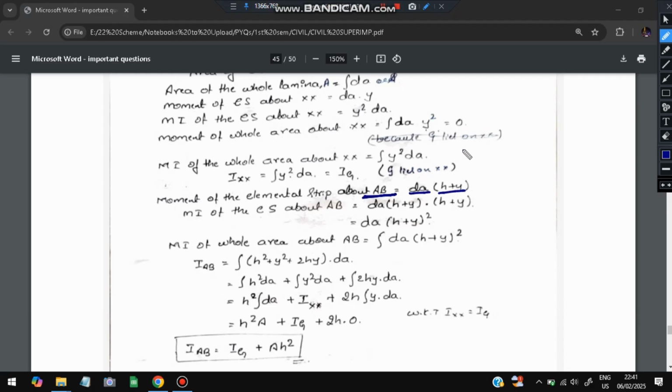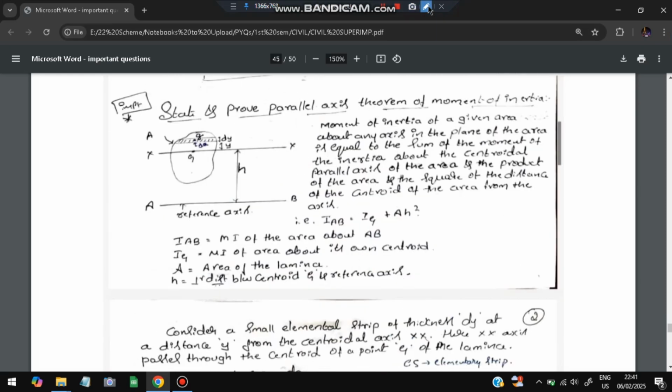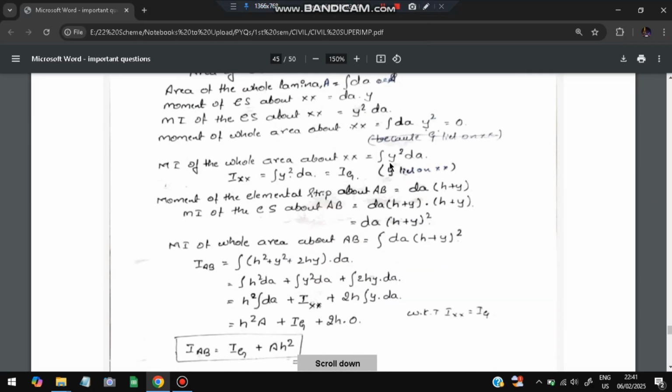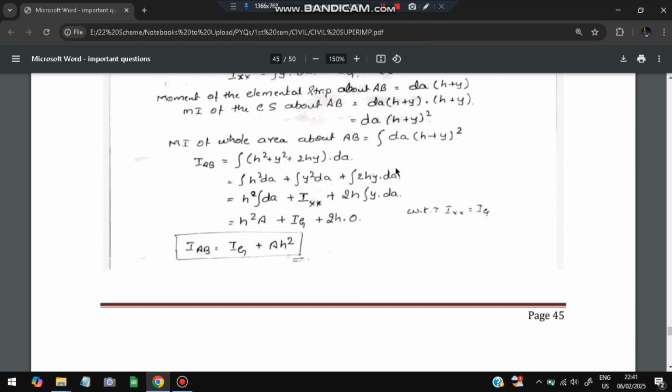That will be equal to dA into (H plus y) squared, where we are taking H plus y with respect to this axis. When we are taking the moment of inertia for the strip, the distance will be this y distance plus h distance, so it will be h plus y, and the area will be dA into dy. It will be dA only, right? That area can be taken as dA only. So dA we'll be keeping as such and integrating it.